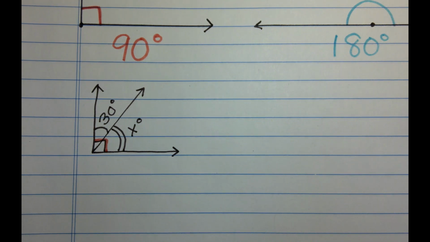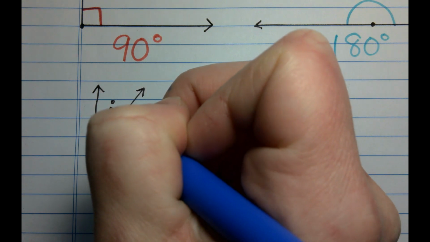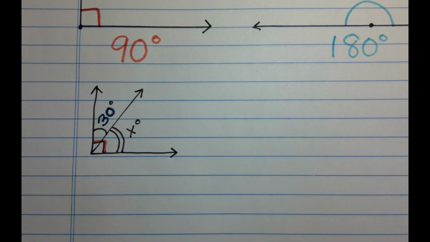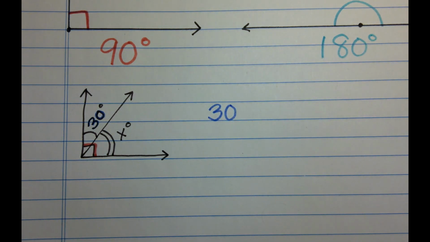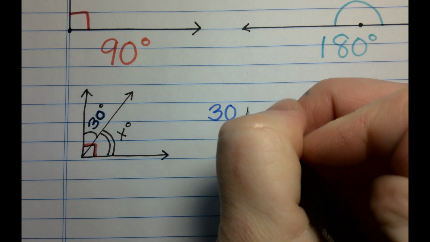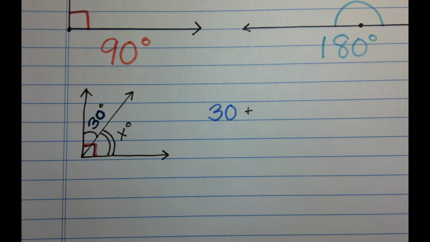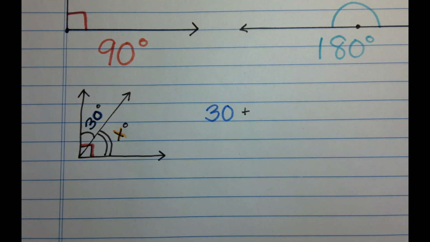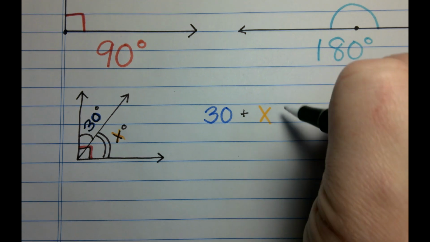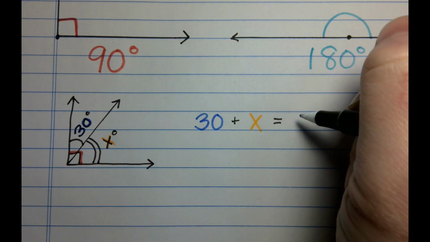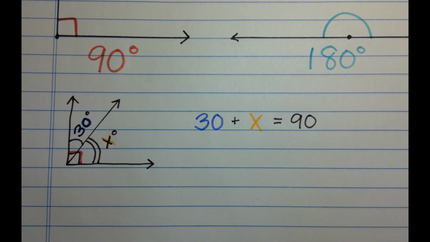So here's how we would write an equation. I'm going to color code a little bit. Make my 30 blue. So I have 30 plus, I don't know what X is, so I'm going to make X orange. 30 plus X equals 90 degrees. So here's the equation I can write from this problem.